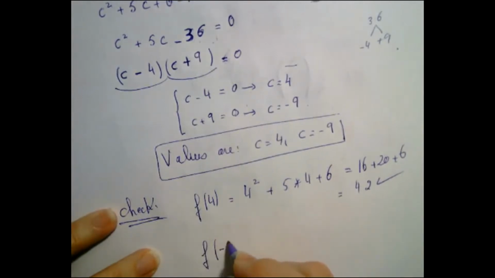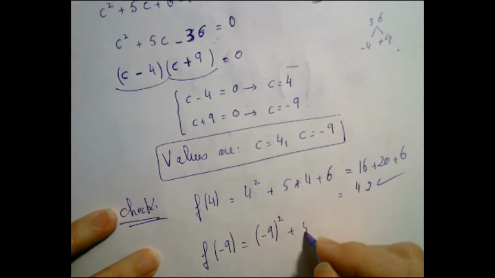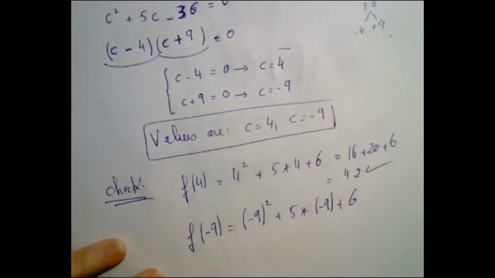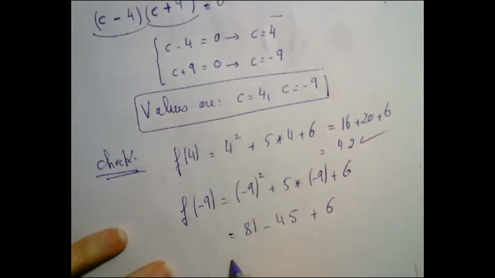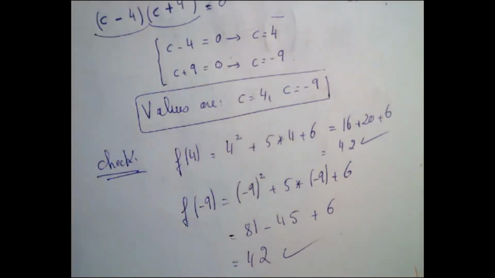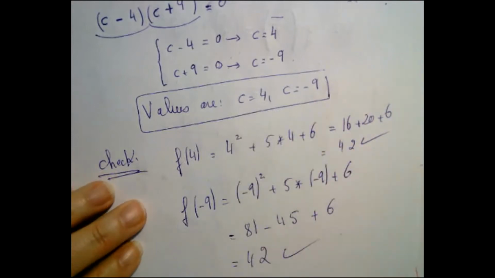And then what about my second? Is it correct? This is -9 squared plus 5 times -9 plus 6. So now I'm just checking that I'm finding the right input. That's 81 minus 45 plus 6. Now you can take your calculator if you want, or you can do it in your head, I don't care. Minus 45 plus 6, and that's honest to goodness 42. So my answers are correct. Both inputs, 4 and -9, will give me an output of 42.